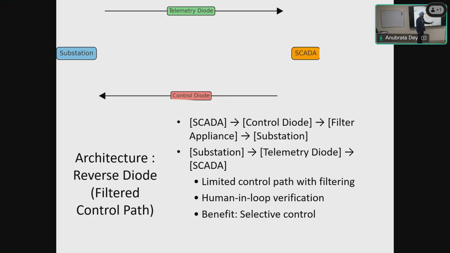You could have human-in-the-loop verification. For example, if SCADA is sending a command, before the action is taken it could be an SMS to an operator or to your control center: is this the action you want to take? Is this legitimate? Then you approve that action and that's when it's taken. So it's really a selective control.